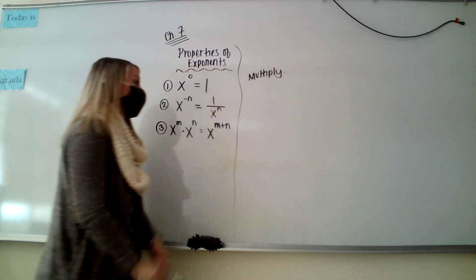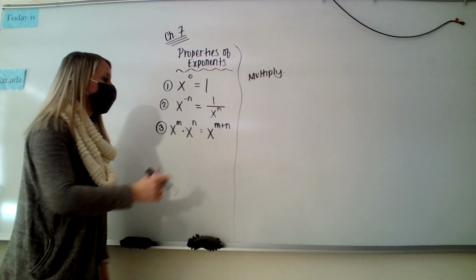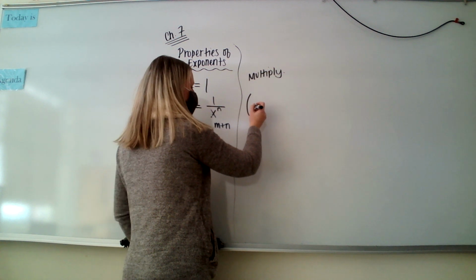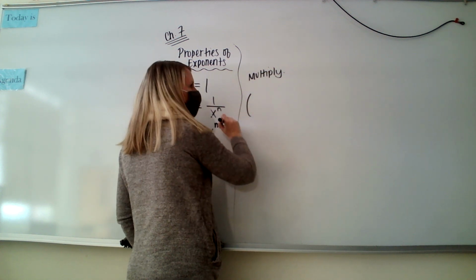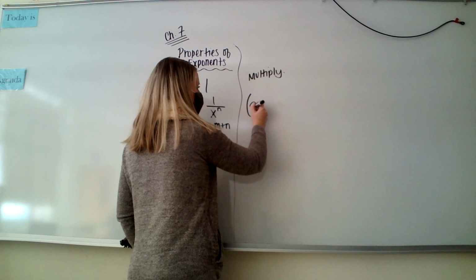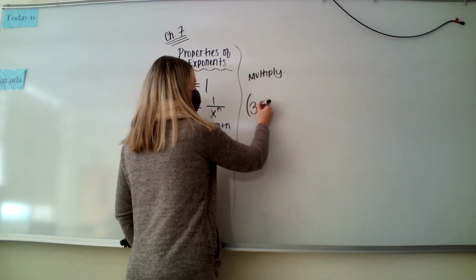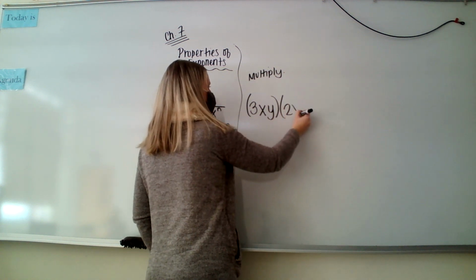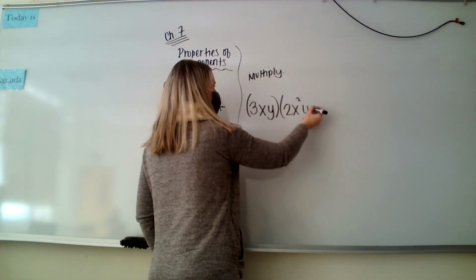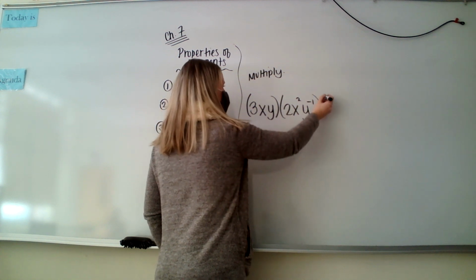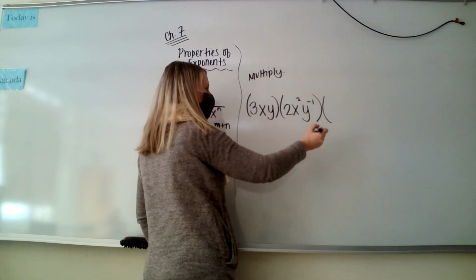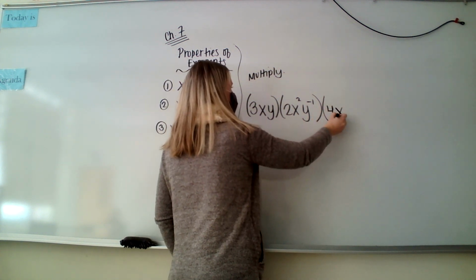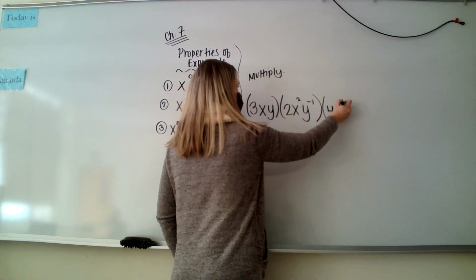All right, so I'm just gonna do one more, and I'm gonna have you guys do one wrap up. Let's do, I'm trying to make it hard, but it's hard to make it hard, guys. 3xy times 2x squared y to the -1st and times 4x to the -6th.